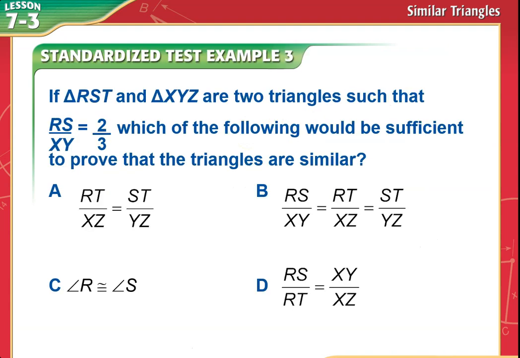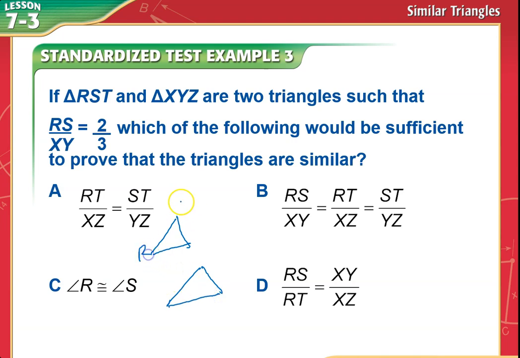All right, let's look at this example. If triangle RST and triangle XYZ are two triangles such that RS compared to XY equals 2/3, what we're doing there is a ratio of one of the sides is a 2 to 3 ratio, and then we'd like to know which of the following would be sufficient to prove that the triangles are similar. Okay, so maybe just drawing the triangles out. Just draw two triangles. They could be the same size, doesn't matter, but we're just going to draw them so they kind of look like each other.